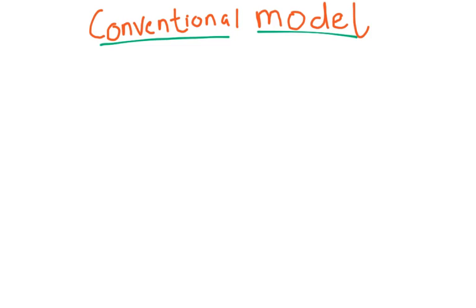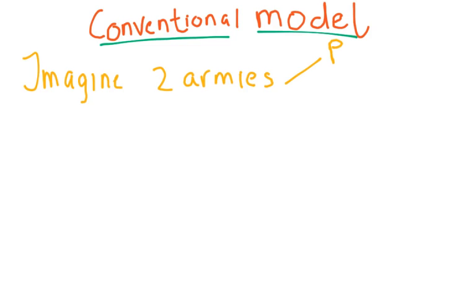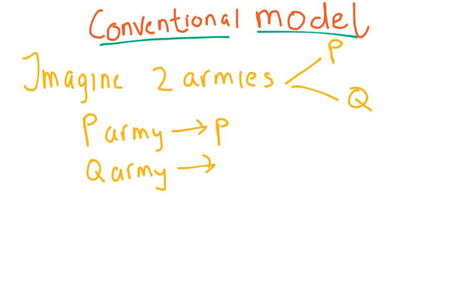So now let's look at the conventional model. Imagine there are two armies, capital P and capital Q. Let the number of troops or soldiers of the capital P army be small p and the number of troops of the capital Q army be small q.